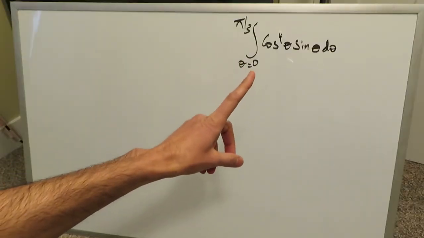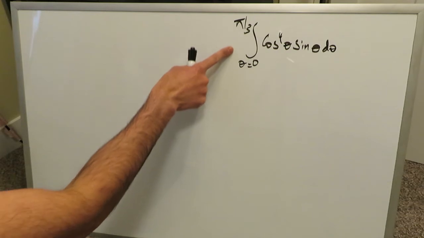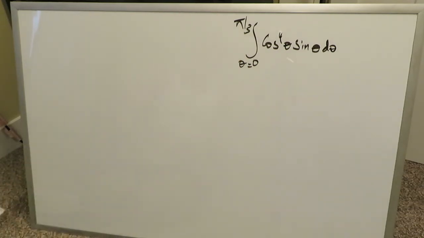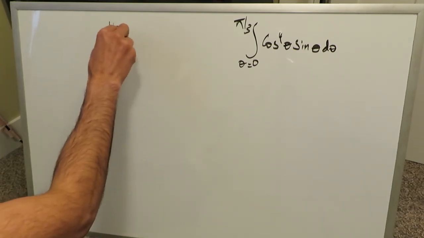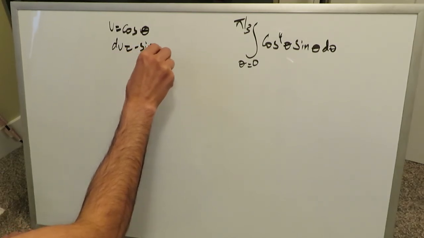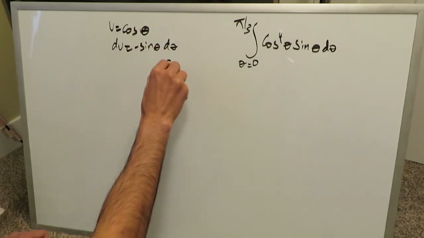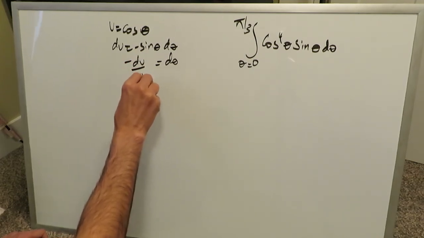For this question here, cosine to the power of 4 theta, sine theta, d theta, another definite integral question from 0 to 60 degrees. It's a trigonometric substitution technique disguised in a polynomial substitution question. That's all what it is. u is equal to cosine theta, du is equal to minus sine theta d theta, and then d theta is equal to minus du over sine theta.